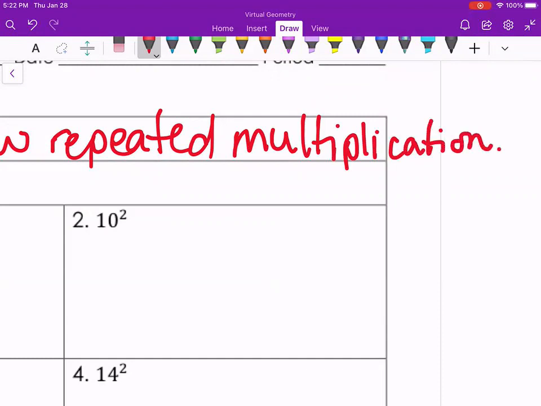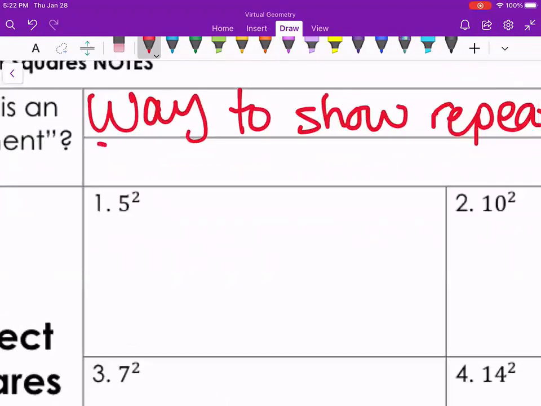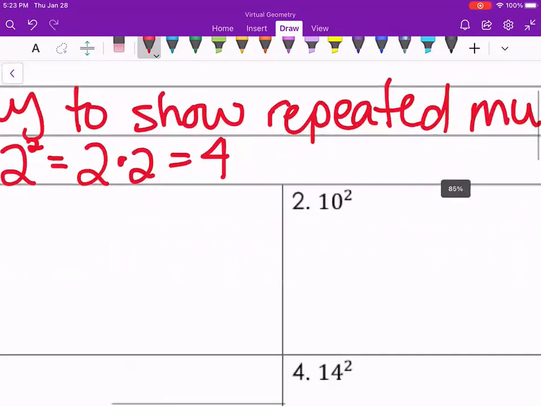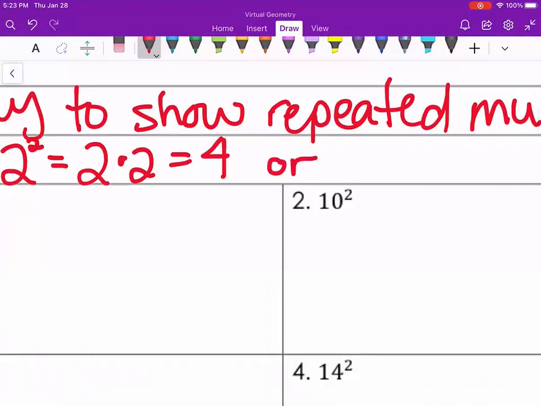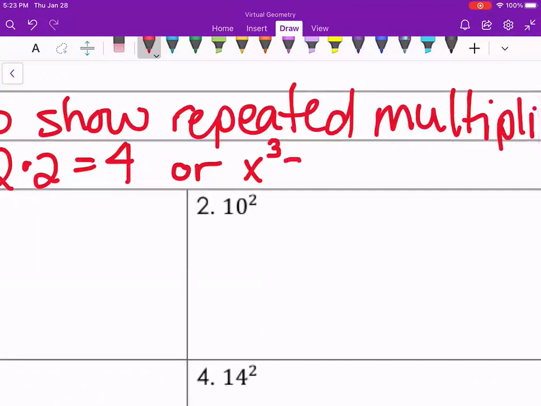So for example, you could have 2 with a little exponent of 2 up there, which means the same thing as 2 times 2, which would equal 4. Or sometimes you might have it with a variable such as x to the third. We've seen these in the past, which again is just a short way to express x times x times x. Again, that exponent tells you how many times that object is there with multiplication.